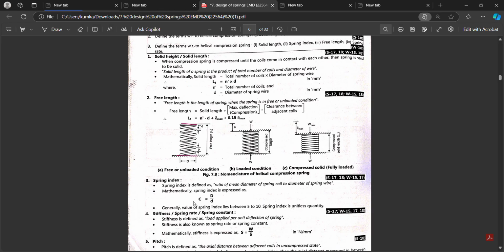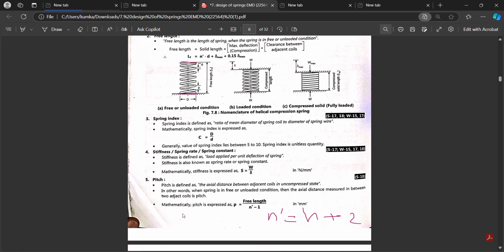Then is the spring index. Spring index is the ratio of the diameter of the coil to the diameter of the wire. This is the diameter of the coil, and d is the diameter of the wire. See here, this is the diameter of the wire. This is called the wire, and this whole thing is called the coil.